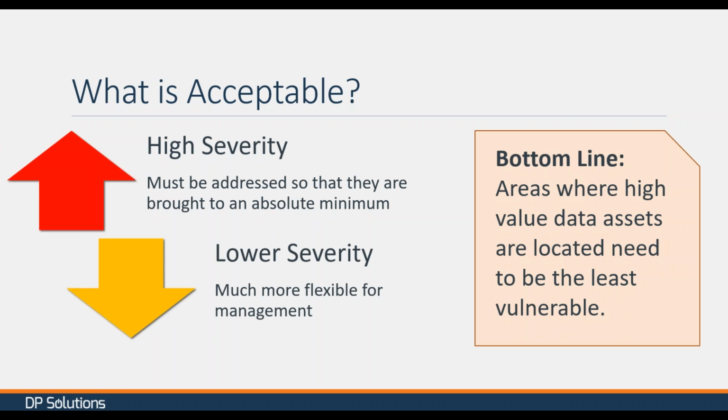The bottom line, and the way I would consider it and the way I'd encourage you and your staff to consider it, is any place where you have high value data assets, those need to be the least vulnerable. Your servers that are basically like data vaults that contain the equivalent of digital cash, if you want to think of it that way, really need to be the least vulnerable. They need to be the toughest things to get into.